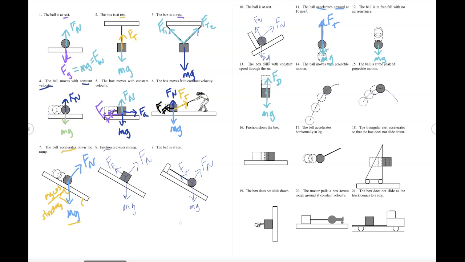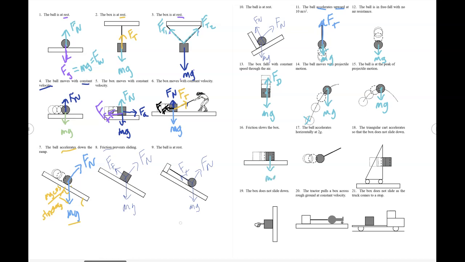Ball moving with projectile motion: as soon as the ball is launched down here, at any point after that, the ball is just in free fall if there is no air resistance. So it's just mg. The ball is at the peak of projectile motion. Just because our vertical velocity is stopped does not mean we don't have horizontal velocity. It also means that our acceleration is still there. We still have a weight force. Gravity is still acting on us. We still have this downward acceleration.